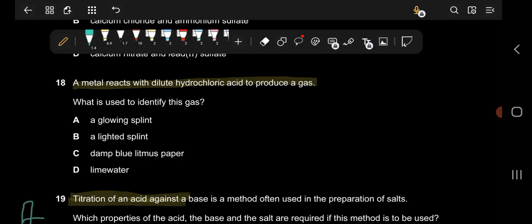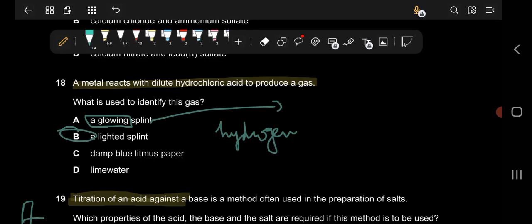So hydrogen gas is produced, as you all know. The test for hydrogen gas is a lighted splint. Now remember this one thing always, that a glowing splint is always used in the test for oxygen. So it's always a lighted splint for hydrogen. They're just trying to confuse us with the glowing splint or a lighted splint. Remember that glowing is for oxygen.